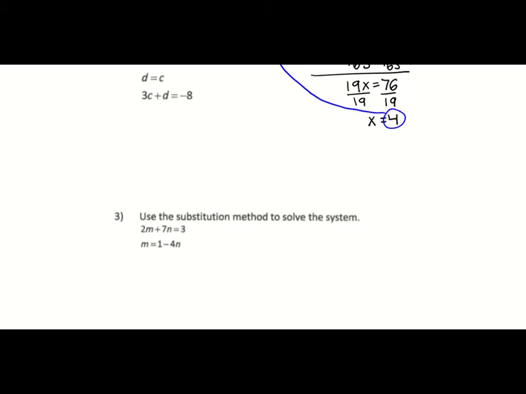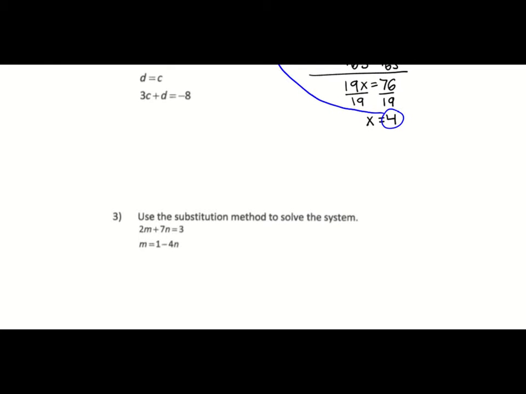Okay, and this next question, this should be number 2. We have d equals c as our first equation, so our variables are by themselves there. That is going to be my solved for side. And then the sub side on the other. So if d equals c, got d and c by themselves there. 3c plus d equals negative 8.